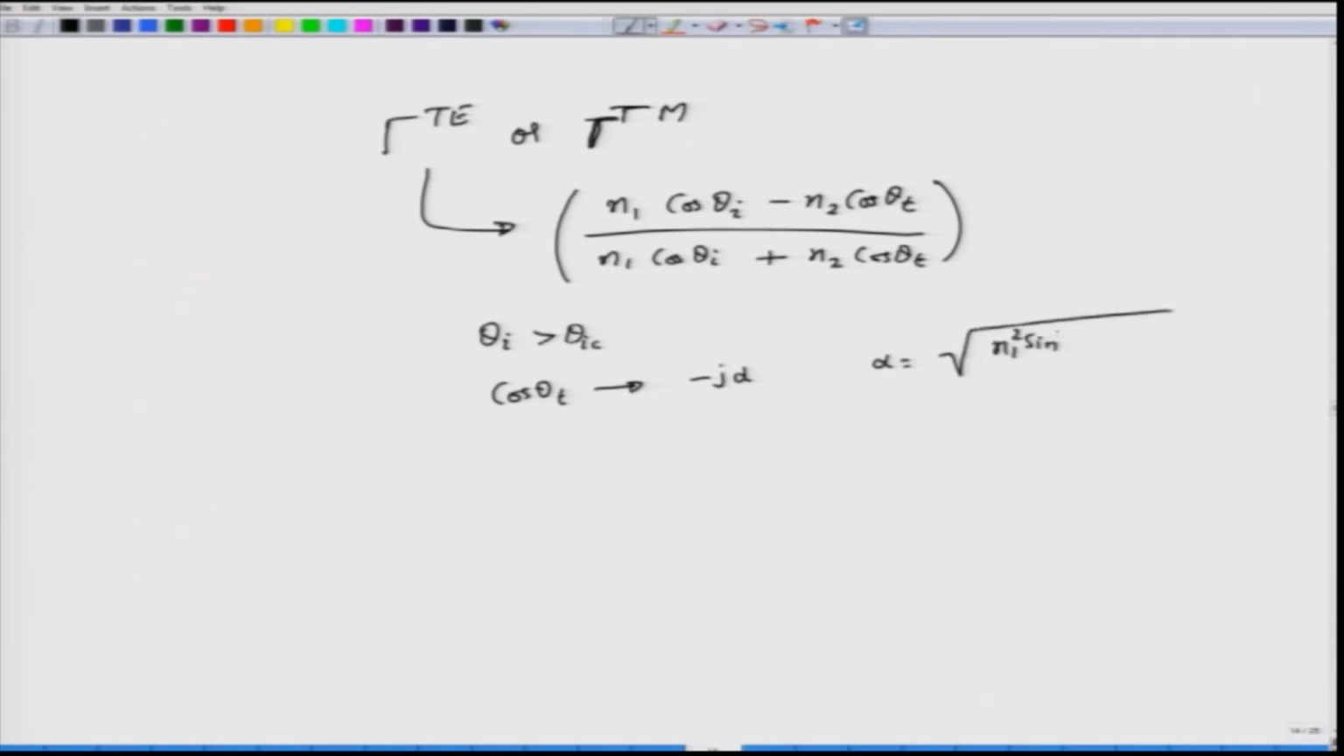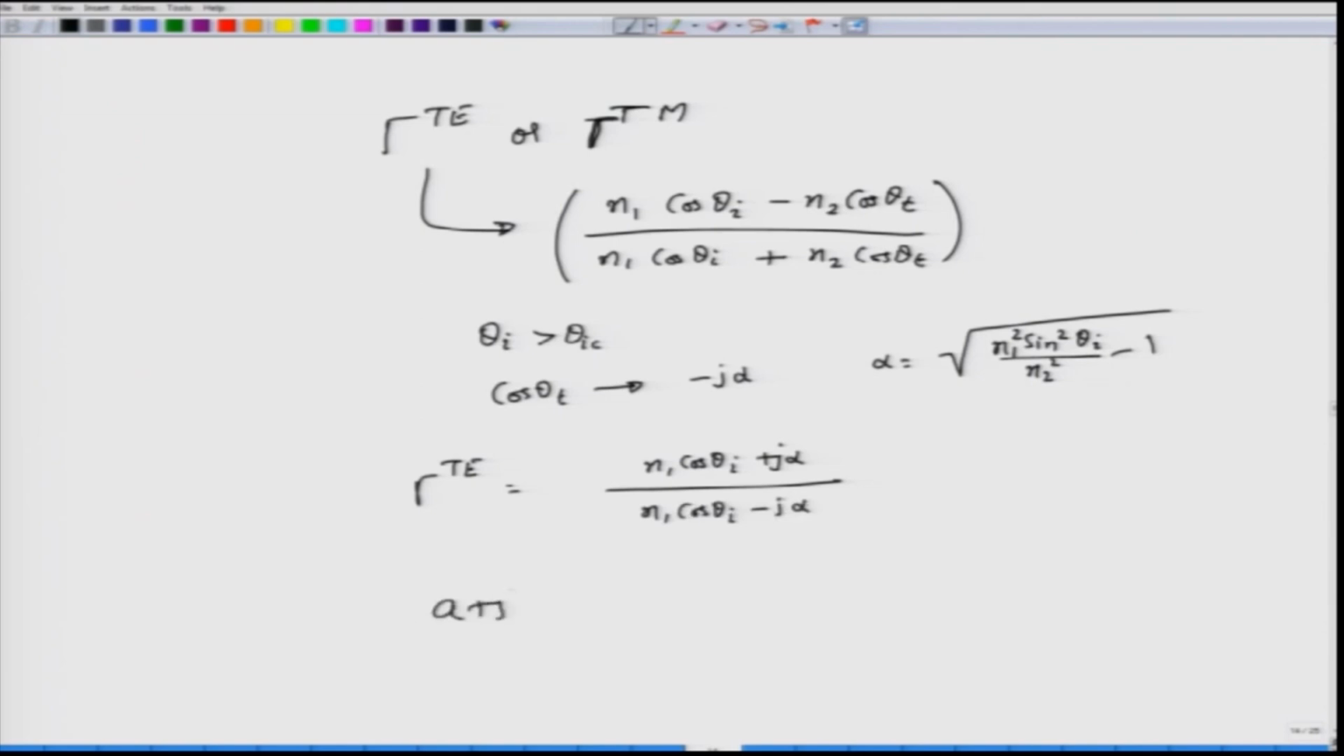where alpha is equal to the square root of N1 square sin square theta I divided by N2 square, minus 1 of course. So, this is what we wrote. This theta I times N1 remains a real quantity. So, what we have for gamma TE will be some real quantity plus j alpha, because of a minus and minus becoming plus there, divided by N1 cos theta I minus j alpha.